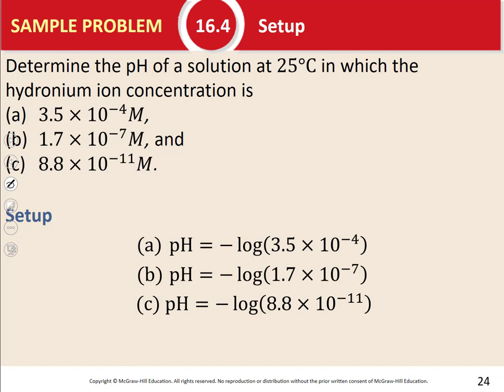So let's try this out. Determine the pH of a solution at 25 degrees Celsius in which the hydronium ion concentration is the following: 3.5 times 10 to the negative 4th, 1.7 times 10 to the negative 7th, and 8.8 times 10 to the negative 11 molar. You're just going to find the pH by the negative log of these things. None of these have a base of 1, so you're probably going to want to use your calculator for this one.